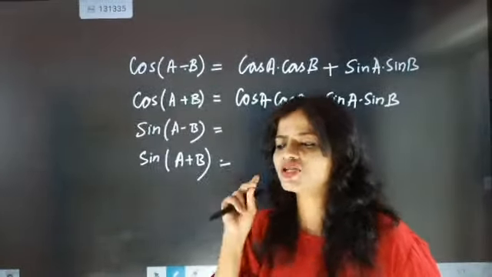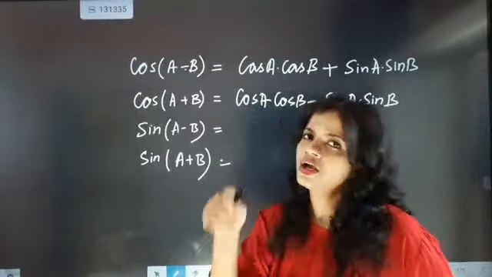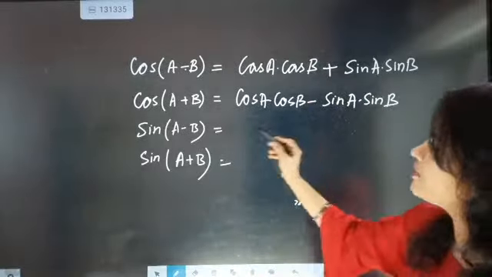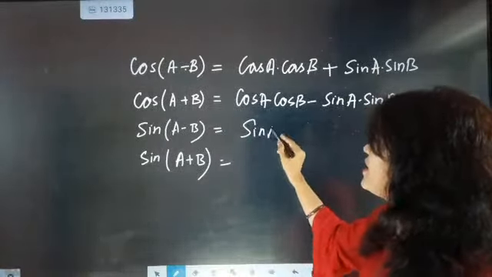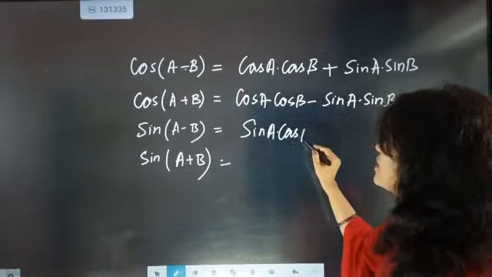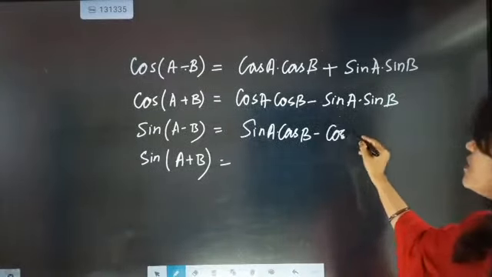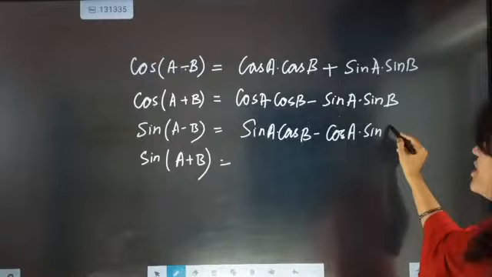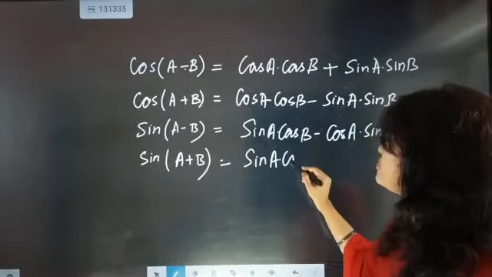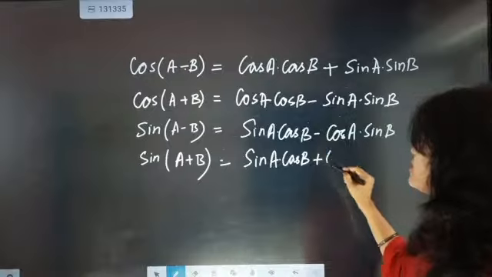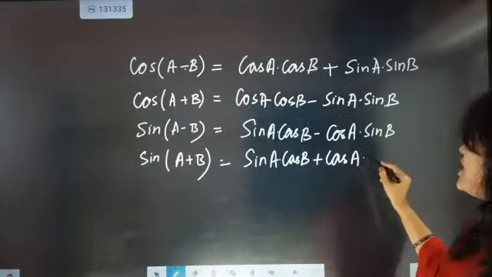With these shortcut tricks, you will be able to solve the question in no time. Sine of A minus B will become sine A cos B minus cos A sine B. And sine of A plus B will become sine A cos B plus cos A sine B.